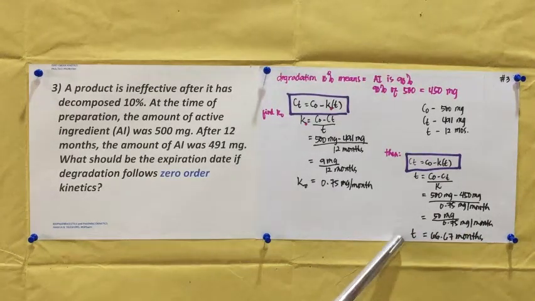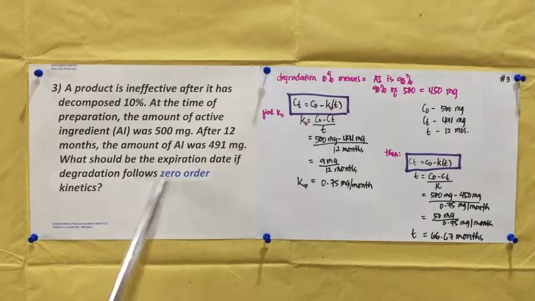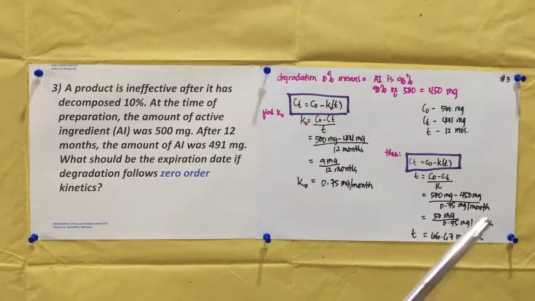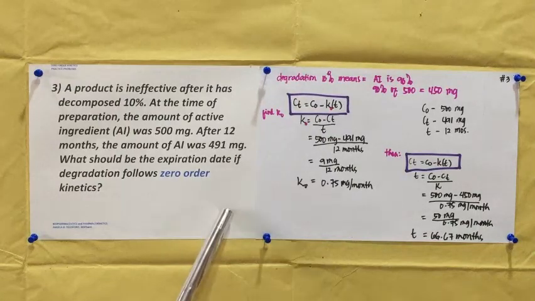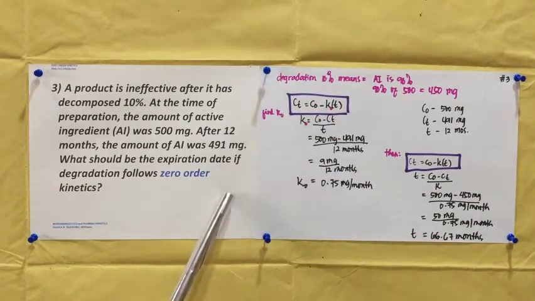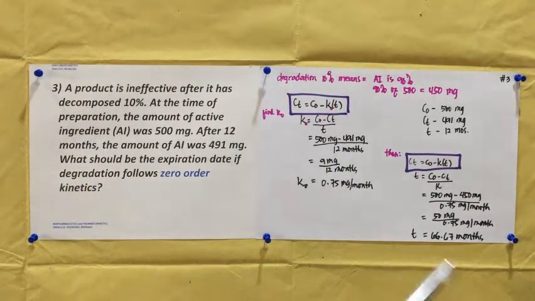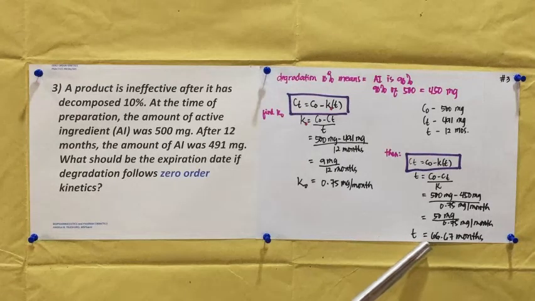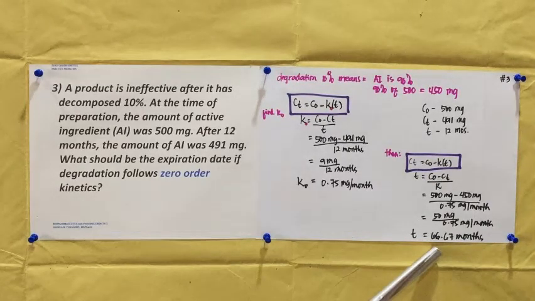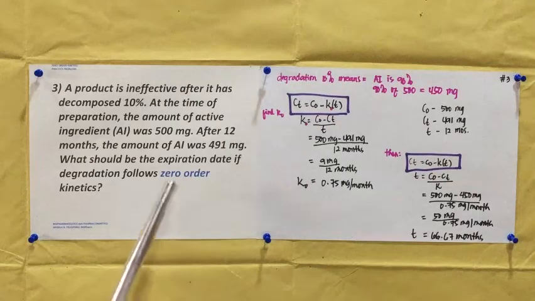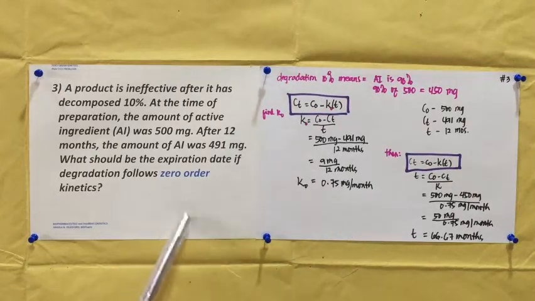So, how do we translate it to this question? Meaning, after making the product, you will only have 66.67 months to use it because after these months, it is already decomposed to 10%. So, if you're going to divide this, 66.67 months will be equivalent to 5 years and 6 months. So, yung product mo may shelf life na 5 years and 6 months.